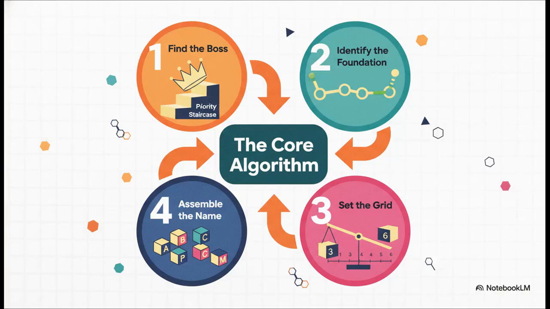So let's just recap the entire blueprint one last time. It really is just 4 simple steps. 1, find the boss using the priority staircase. 2, find the longest carbon chain that actually contains that boss. 3, number that chain using the lowest locant rule. And 4, name and assemble all the other little pieces as prefixes, putting them in alphabetical order. That's it. That is your master algorithm.